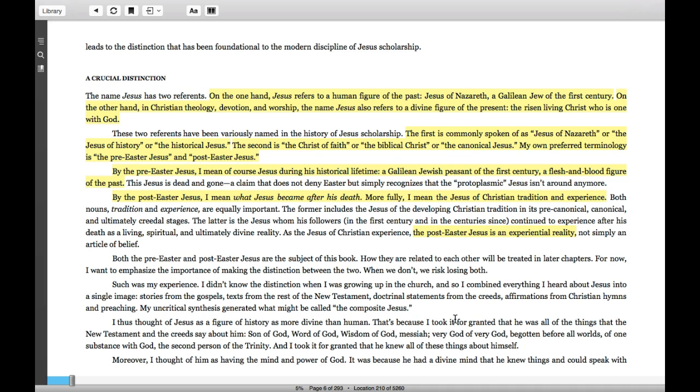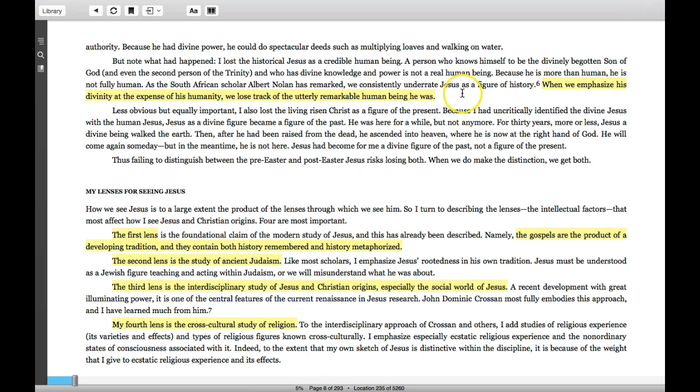Now, he wants to make a little bit of a distinction, because what he says is when we emphasize the divinity of Jesus at the expense of his humanity, we lose track of the remarkable human being that he was. Now, yes, does he end up combining the history or the pre-Easter and the post-Easter Jesus in the larger picture of his work? Absolutely. But he wants us as good thinkers to think of the Jesus of history, and also to think of the Jesus of faith, and to understand them a little bit separately before we go into deeper analysis of who Jesus was.